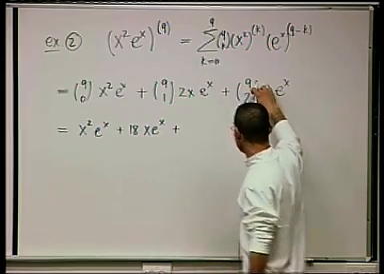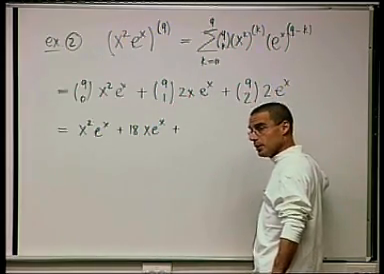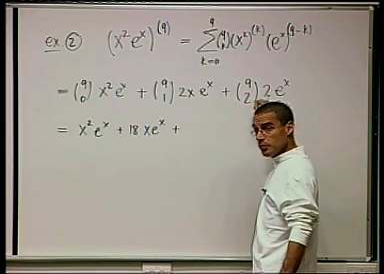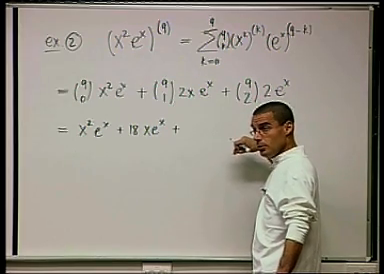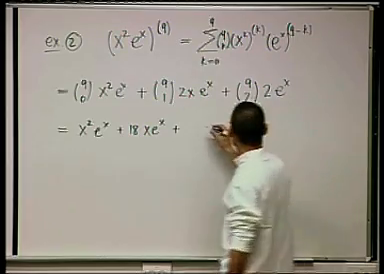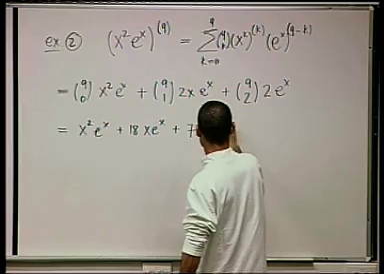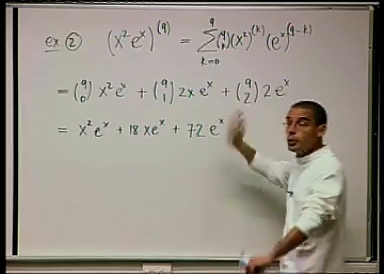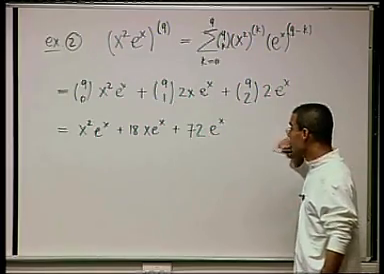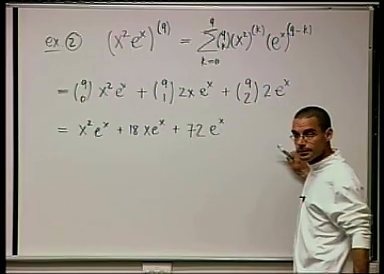And 9 over 2 is 9 factorial over 2 factorial, 7 factorial. The 7 factorial and the 9 factorial cancel out, leaving just 9 times 8, divided by 2, so it's 9 times 4. So it's 36. Oh, times this 2. So it's 72 e to the x. If that was too quick for you, just write it down, and you'll see it. And that's it. That's the 9th derivative of this function.